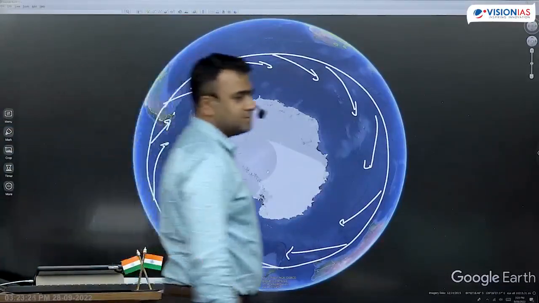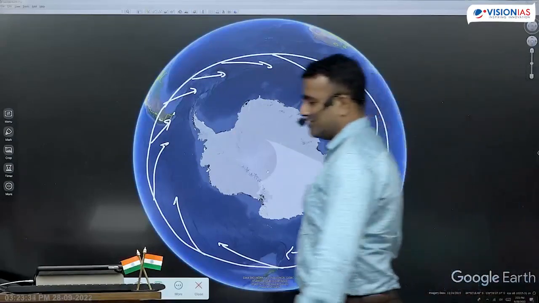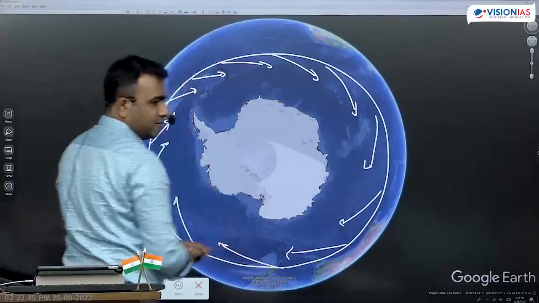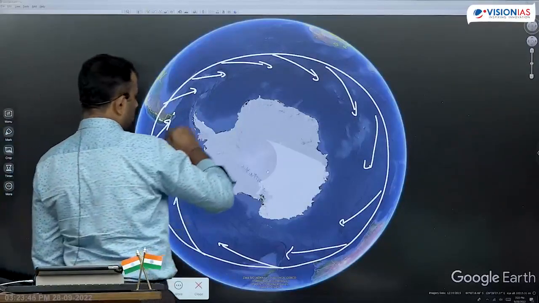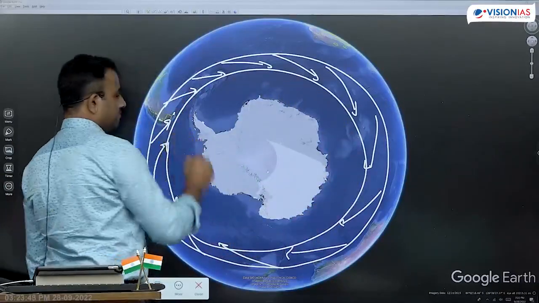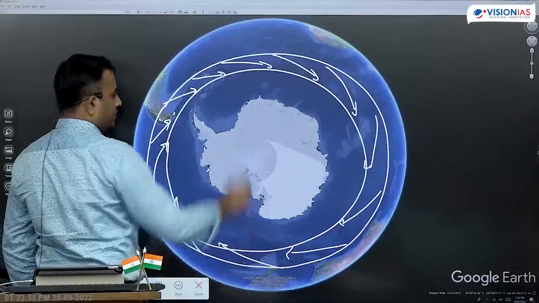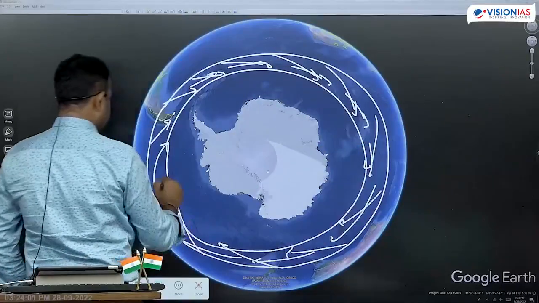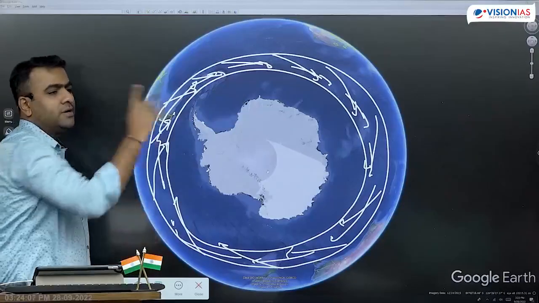There is no landmass which causes them to slow down, so they move continuously fast. What do we call them? Roaring 40s, Furious 50s, Streaking 60s. This is because there is no landmass. If there is no landmass, the winds are strong. If the wind is strong, it also causes the water to move continuously in the same direction. The entire waters around Antarctica are continuously circulated around it from west to east. There is no stopping for this.